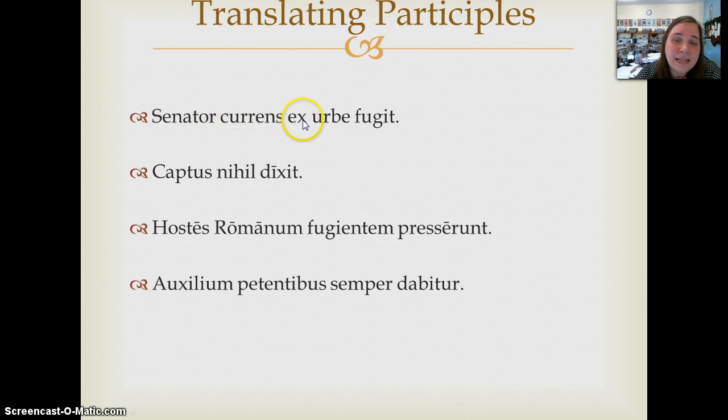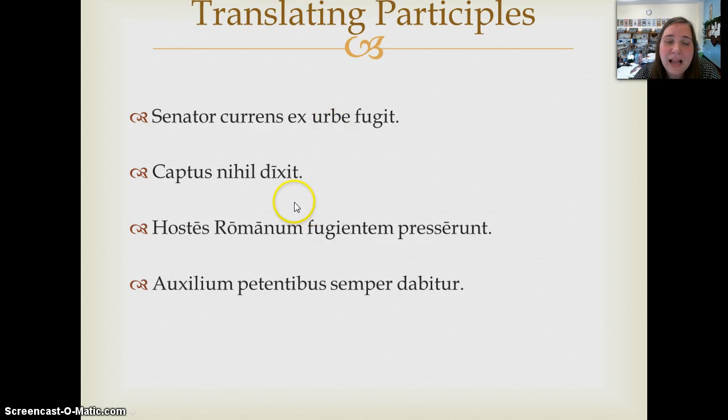Senator currens ex urbe fugit, okay? Look at your participle here, currens. We can tell from the ending that it's present active. We can also tell from the ending that it is nominative singular masculine. Well, it's nominative singular. We know it's going to be masculine because the only other nominative singular in here is senator. So it's the senator who is running, right? The running senator flees from the city.